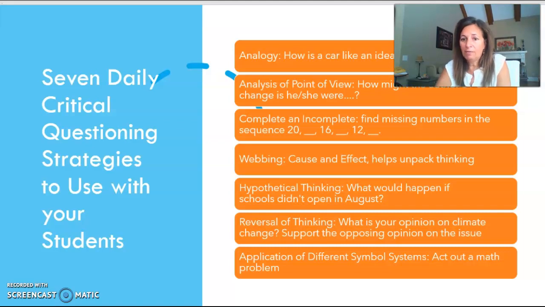Hypothetical thinking, what would happen if? So start putting out some ideas to get them to use logical questioning and abstract thinking. So for example, I put up here what would happen if schools didn't open in August. Like, what is our system going to look like? That's getting them to use the knowledge that they have now, and start making a hypothetical on if it doesn't.